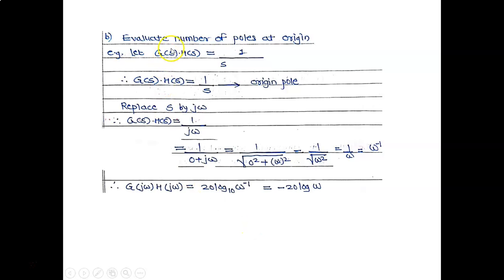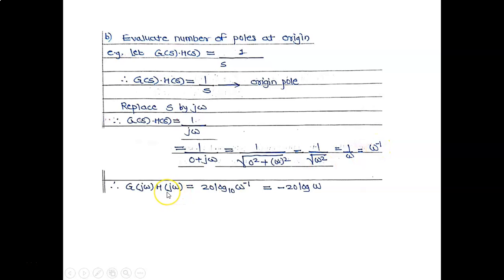Now, evaluate the number of poles at origin. Let G(s)H(s) is equal to 1 divided by s. Therefore, G(s)H(s) is equal to 1 upon s, or a pole at origin. Replace s by jω. Therefore, G(s)H(s) is equal to 1 upon jω, which is equal to 1 divided by square root of 0 square plus ω square, which is equal to 1 upon ω, which is equal to ω raised to minus 1.